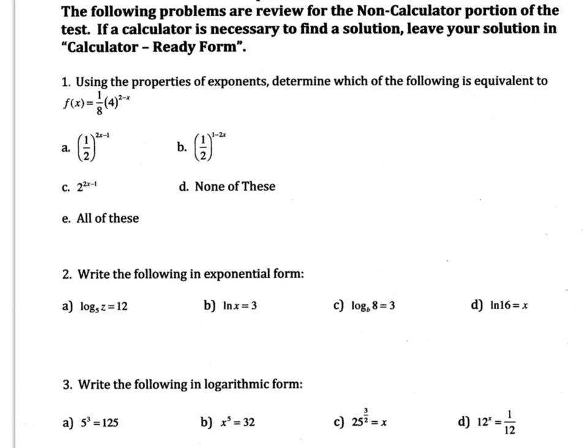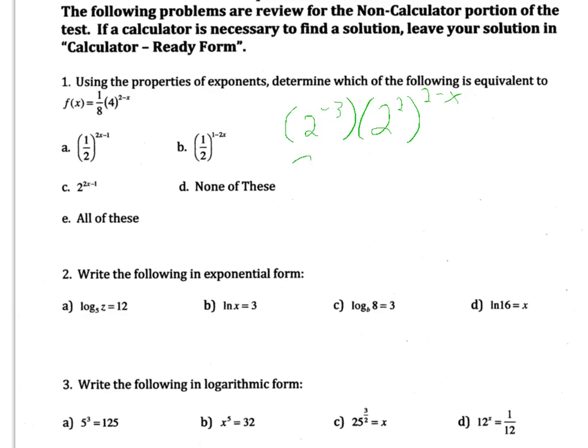For the first problem on the Chapter 3 review sheet, we want to try to rewrite f of x equals 1/8 times 4 to the 2 minus x in the form so it matches up with one of our multiple choices. So if we look at 1/8 and 4, we know that we can write both of those with a base of 2. So I'm going to write 1/8 as 2 to the negative third, and I'm going to write 4 as 2 squared. And then the 4 is still raised to the 2 minus x.